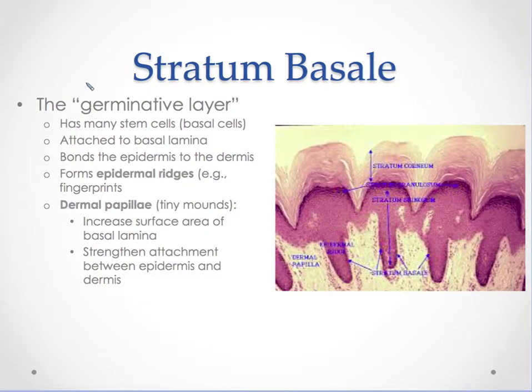The last one is your stratum basale. This is your germinative layer, meaning it's dividing. So many stem cells here, known as basal cells. They're attached to your basal lamina, which is that basement lining. They bond the epidermis to the dermis. So this is where your epidermis and your dermis meet.